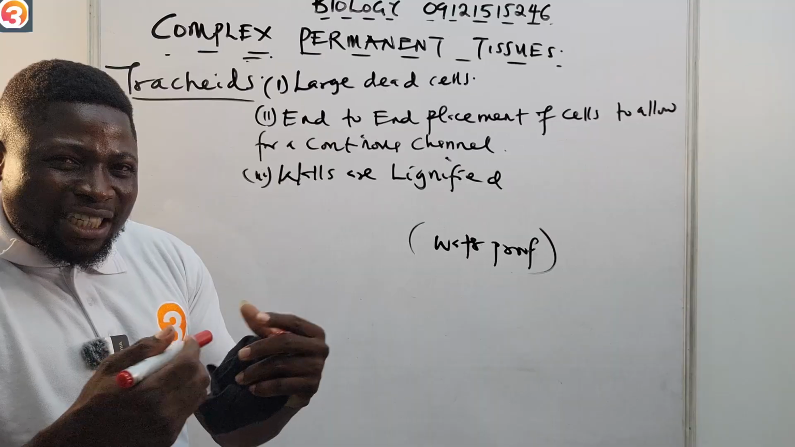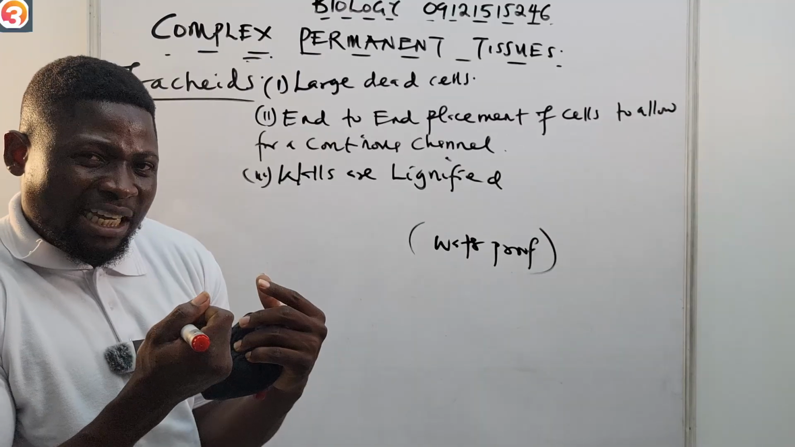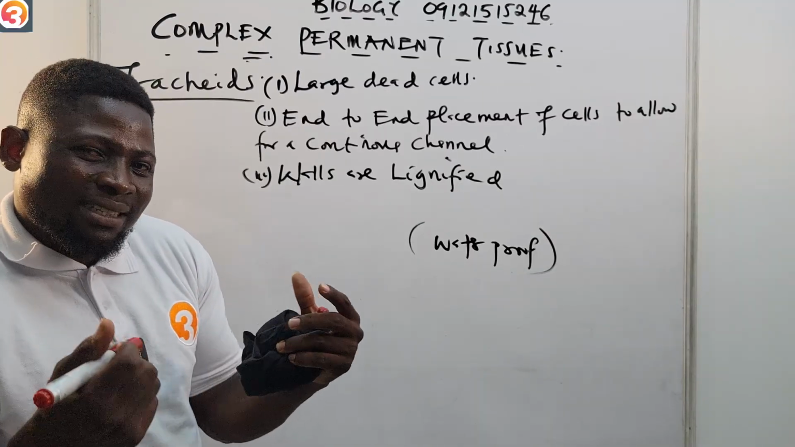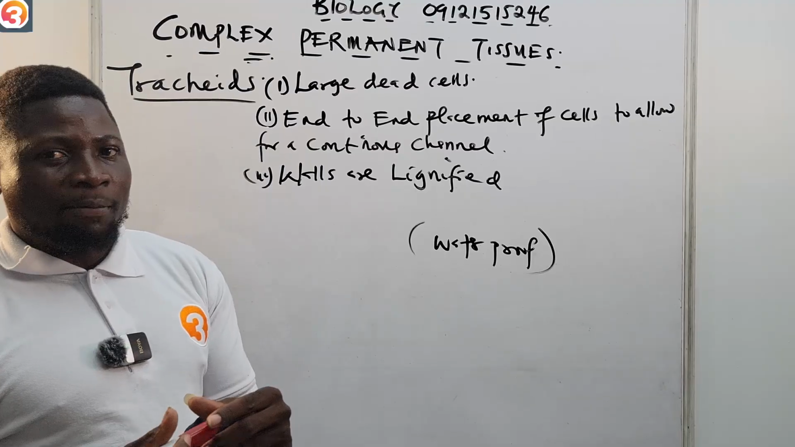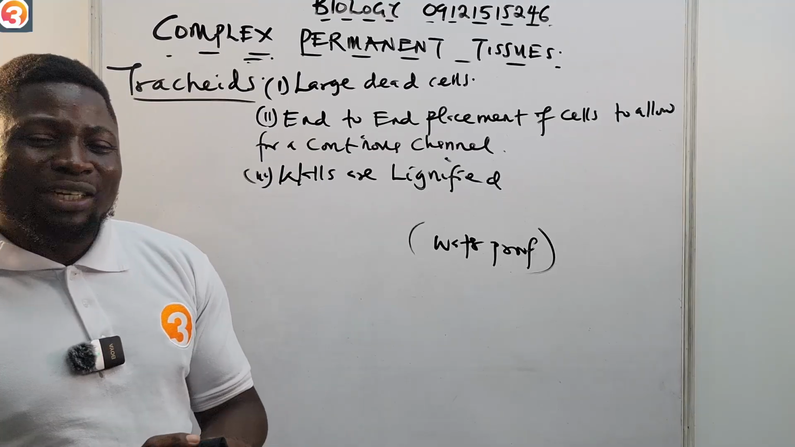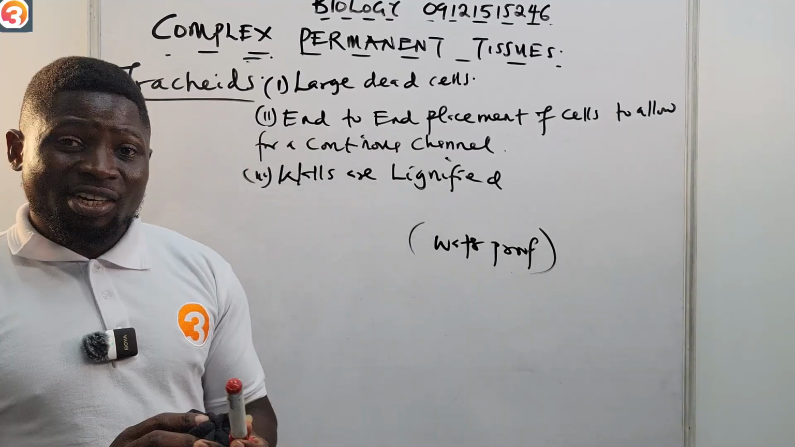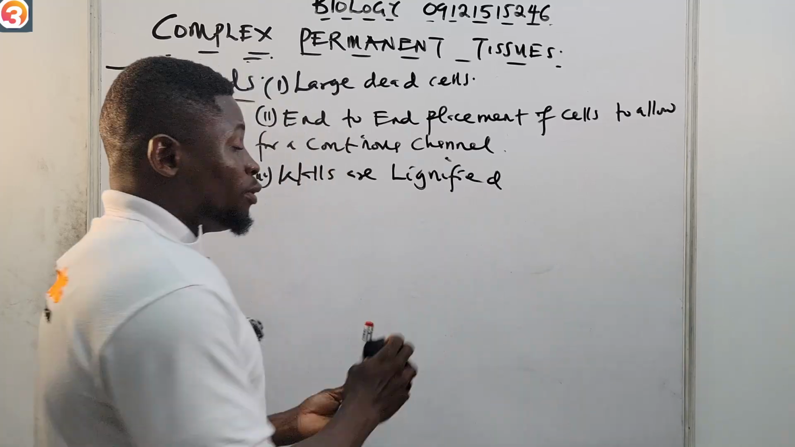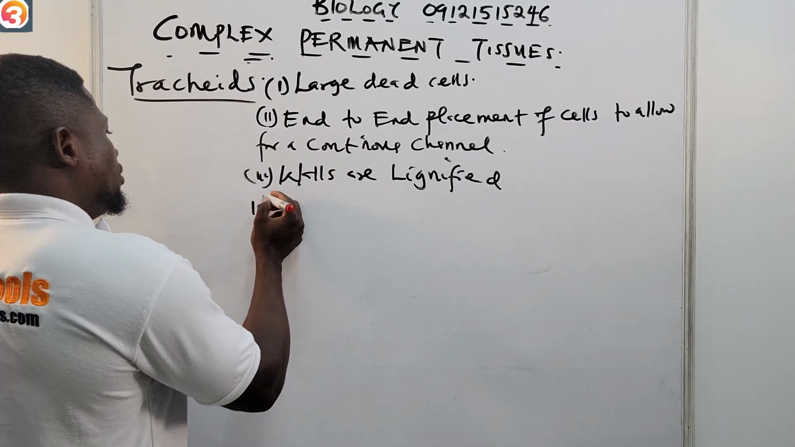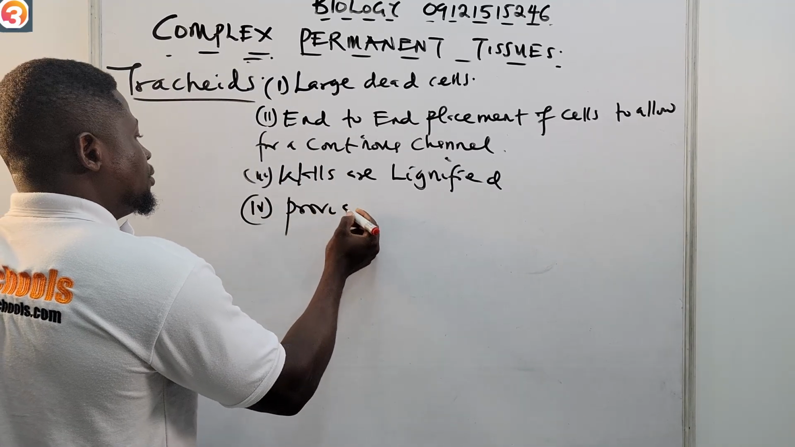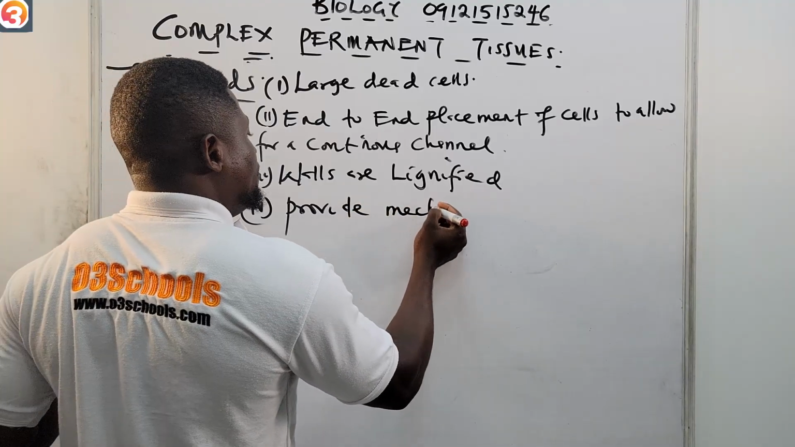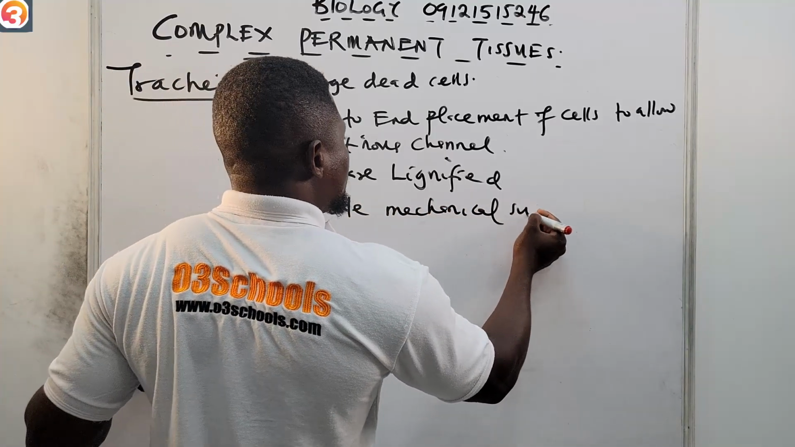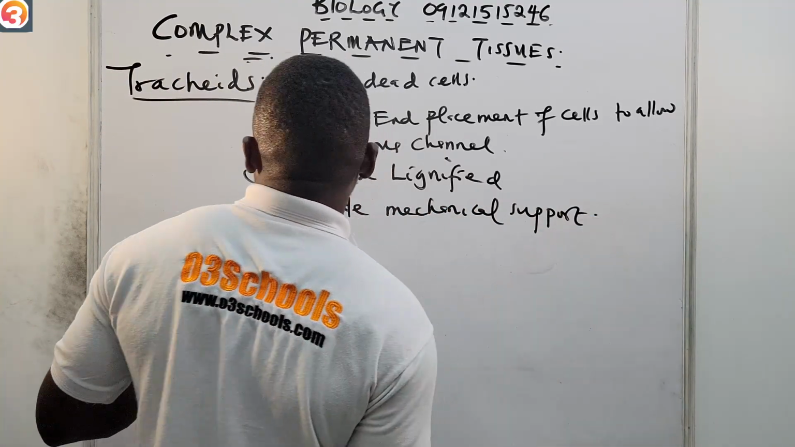It thickens the cell wall, so that it does not collapse easily under the tension of water. All right. So that is another characteristic of the tracheids. And then lastly, number 4, they provide mechanical support.